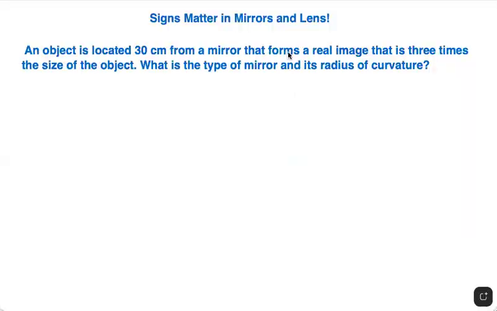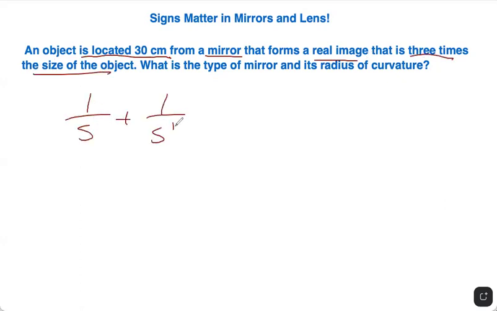Now, for an example, and by the way, this is basically a variation of a past exam question. The reference is fall 2011, exam 2, question 27. I just changed some numbers. Well, there's only one number to change here. An object is located 30 centimeters from a mirror that forms a real image. So an object is 30 centimeters from a mirror. It forms a real image 3 times the size of the object.